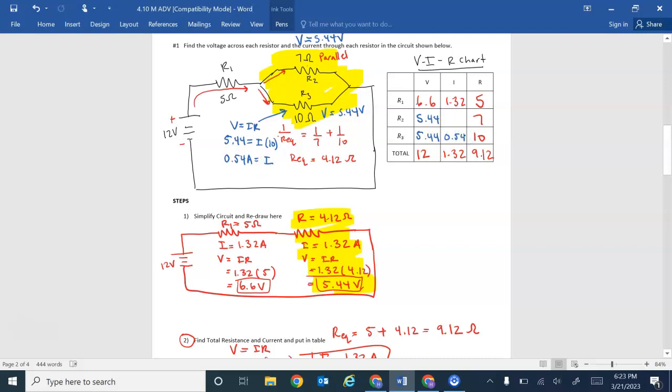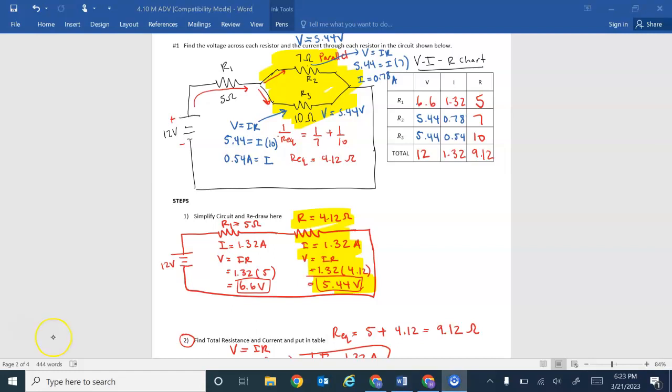Okay. So now let's go ahead and look at the other one. So for the 7 ohm right here, you will go ahead and use V equals IR. So the voltage drop, again, was 5.44. We want to find I, and the resistor is 7. Okay, to solve for this, divide both sides by 7, and I got I to be 0.78 amps. So I'm going to go ahead and put that on my table, 0.78.